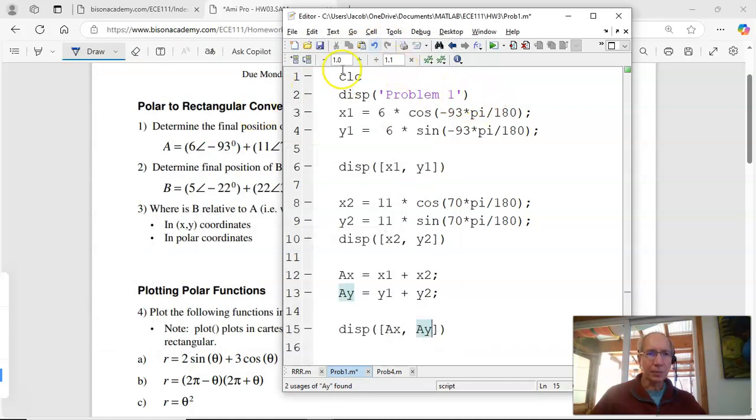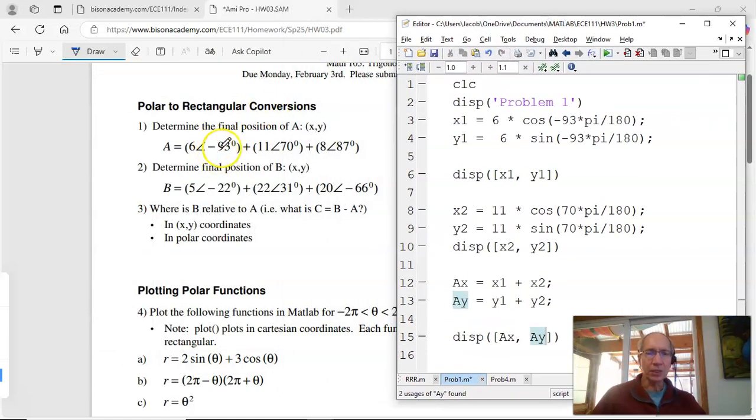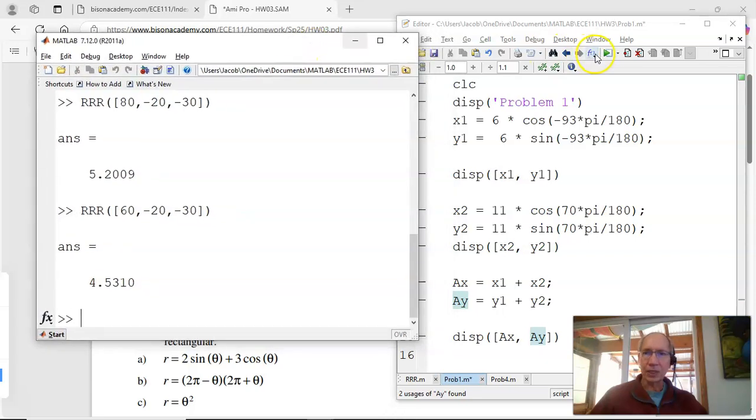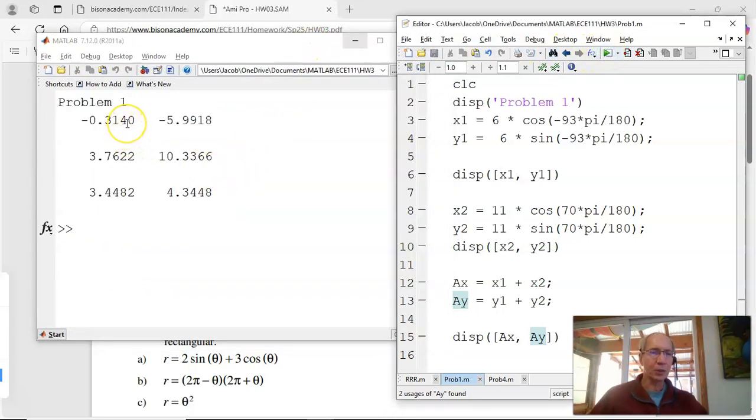So here I'm going to calculate the x and y coordinates of the first vector. The amplitude is 6. The angle is minus 93 degrees. And in MATLAB, everything's in radians, so I have to convert to radians. The second point is 11 at 70 degrees. Convert that to x and y coordinates, and so on. I didn't do the whole problem. Then, once you're in x, y coordinates, the x's add and the y's add. So if I run that in MATLAB, you get the answer. So running this, there's the first coordinate, x and y coordinate, x and y coordinate, here's the answer.